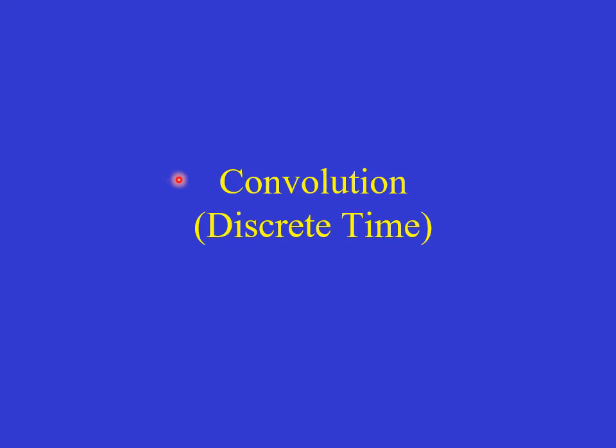So that last activity was actually our first example of a convolution in discrete time, and we're going to look at this a little bit more in this part of our lecture coming up now.